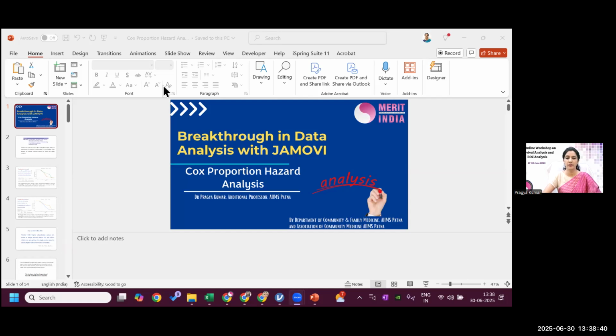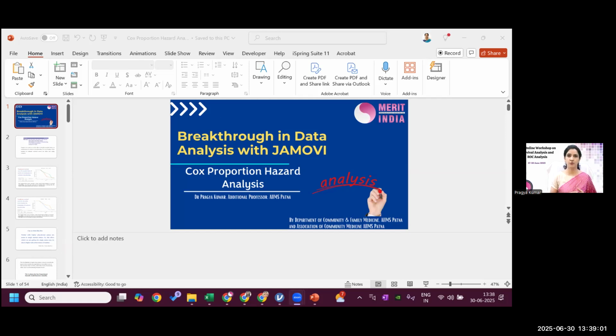So, good afternoon, everyone. We are going to start today's session, and that is on Cox proportional hazard analysis. Till now, we have learned some basics of survival analysis. What is survival analysis? What is time to event data? I'm just summarizing a few key points before we move to Cox proportional hazard.